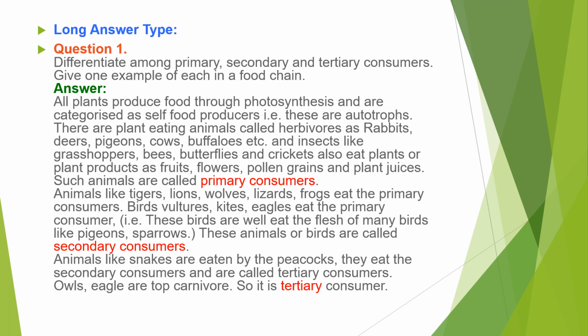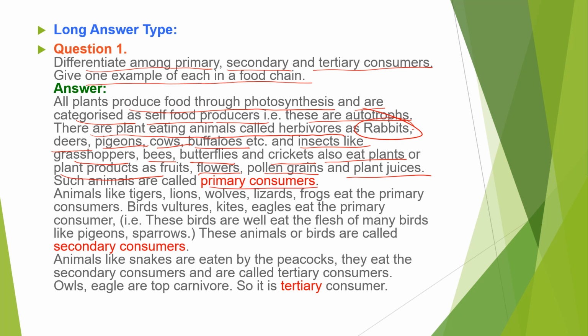Now we have come to the long answer type categories. So here the question is: differentiate among the primary, secondary and tertiary consumers. Give one example of each in a food chain. All plants produce food through photosynthesis. We all know that, and they are categorized as self-food producers, which means they are producing food on their own. These are autotrophs. There are plant-eating animals called herbivores like rabbits, deer, pigeons, cows, buffaloes, and insects like grasshoppers, bees, butterflies and crickets. They also eat plants or plant products such as fruits, flowers, pollen grains and plant juices. Such animals are called primary consumers.